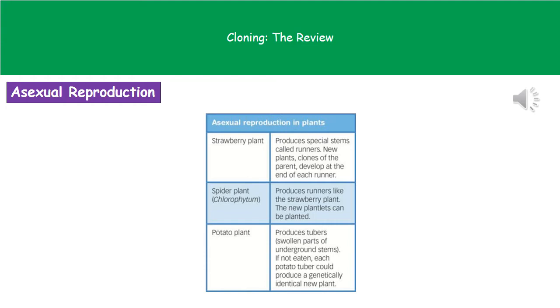So, three examples of plants that use this asexual reproduction then. Our strawberry plant produces these things called runners, and then we get these identical copies of our parent plant developing at the end of each of them. We've got our spider plants, and again they produce runners with new plantlets occurring at the end. And finally our potato plant produces a thing called a tuber, and what we'll then see is those tubers develop into genetically identical plants.